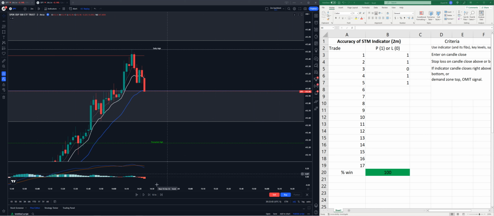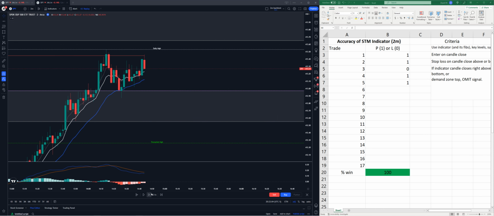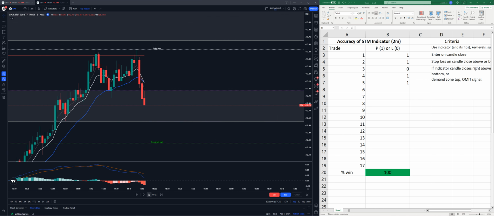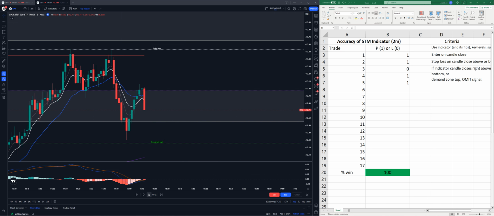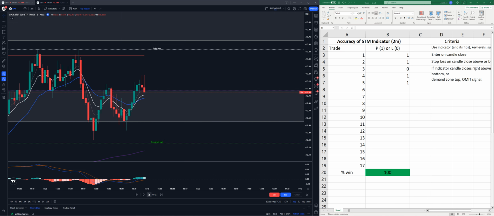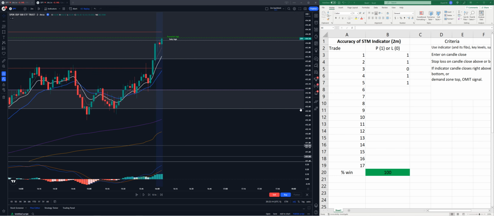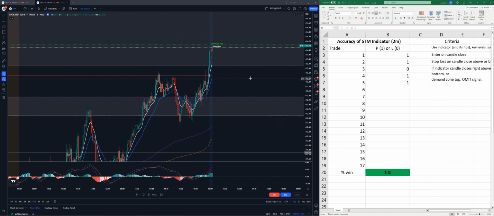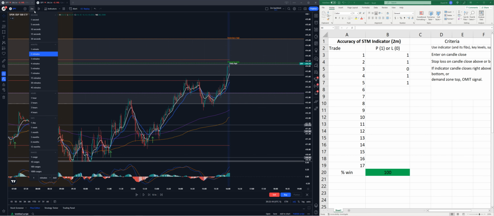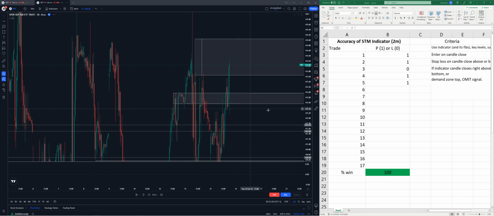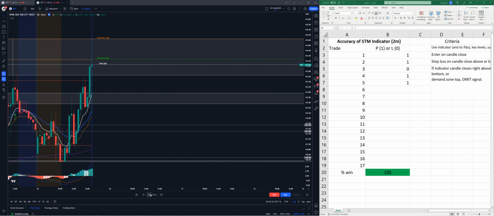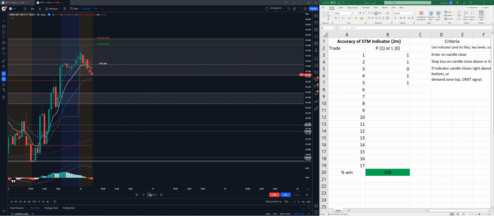Oh wow, what happened here? Massive run up. I'm not seeing any more signals. Yeah, that might be it for the day. Okay, so I'm just going to switch to the 30-minute chart so I can skip through this pre-market, which I don't care about.